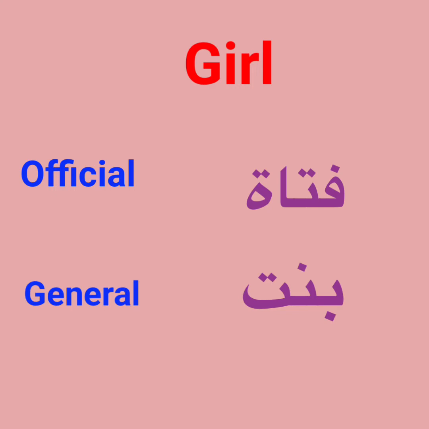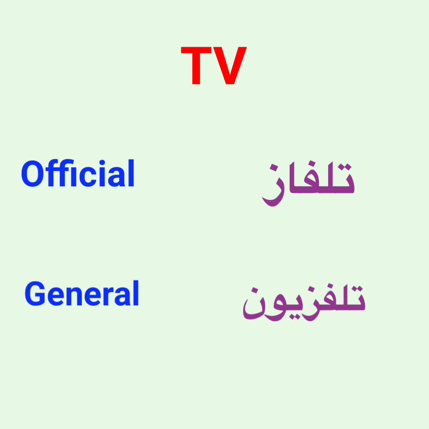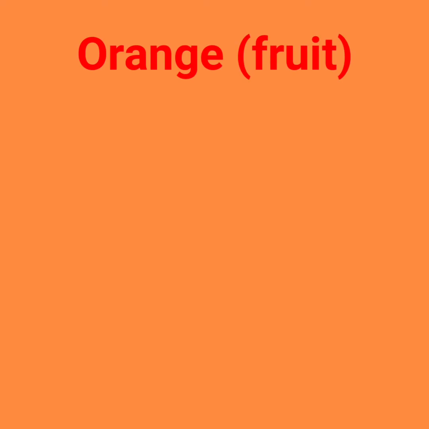فتاة, بنت. Our fourth word would be, how do we say TV? TV in official Arabic, sometimes you would hear it as تلفاز, but commonly you would hear تلفزيون. تلفزيون. Our fifth and last word would be orange.